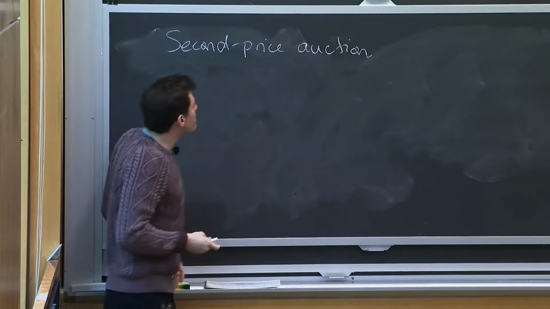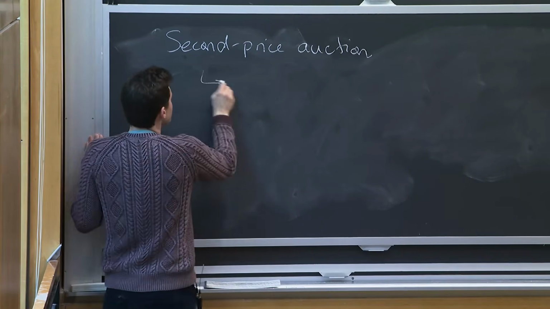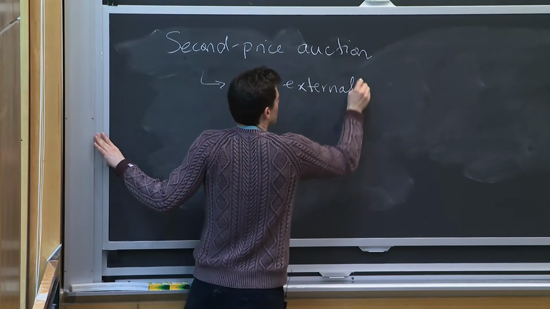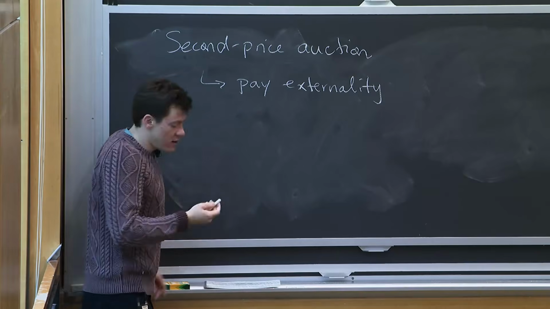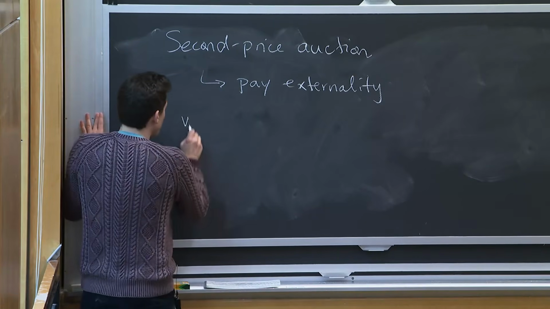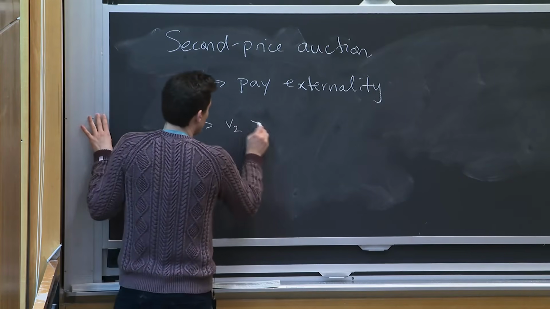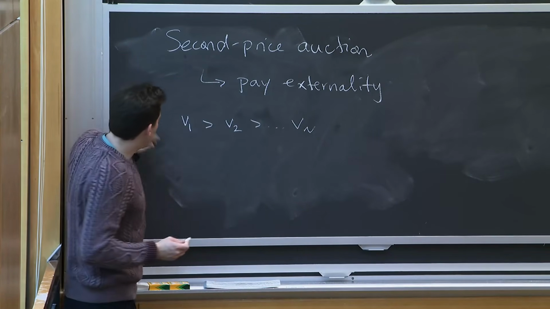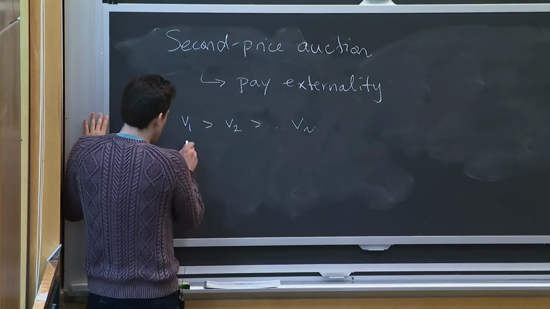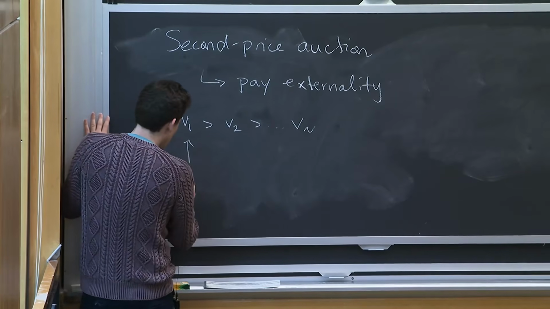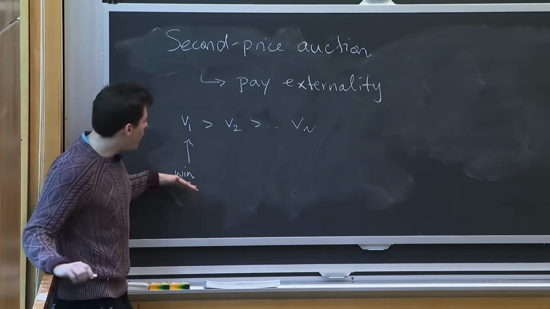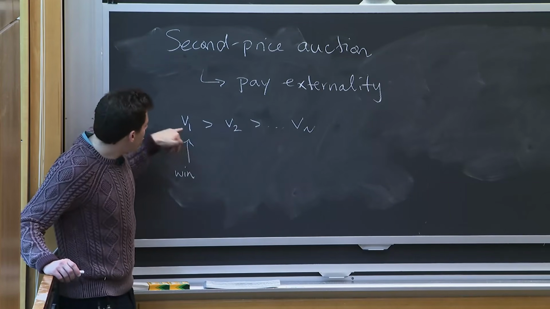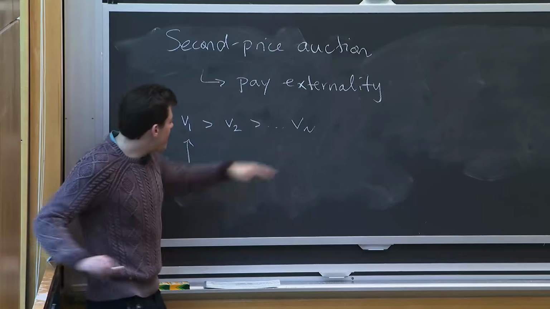Another way of thinking about a second price auction is that each bidder is asked to pay their externality. Let's understand what we mean by this. So let's say the valuations are ordered V1, V2, up to Vn. And let's say I'm this guy, and I win. So I'm the highest bidder. Let's suppose everyone's bidding truthfully, to make this argument. I win. I get my valuation of V1, and these guys all lose, right?